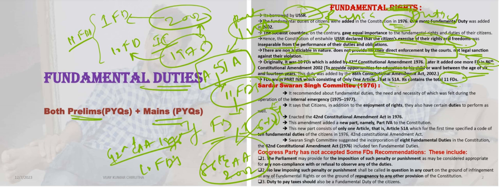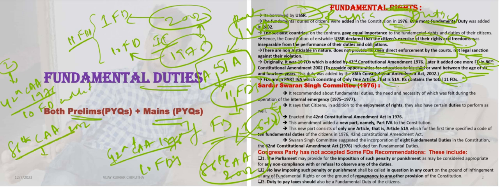Originally fundamental duties were not there in the Constitution of India. There are only two amendments. One is the 42nd Constitutional Amendment 1976, in which a total of 10 fundamental duties were added. And the 86th Constitutional Amendment Act 2002, in which one extra fundamental duty was added. So total 11 fundamental duties.